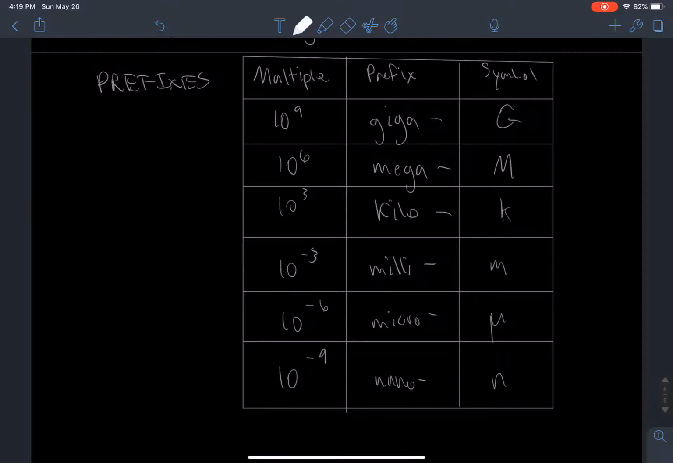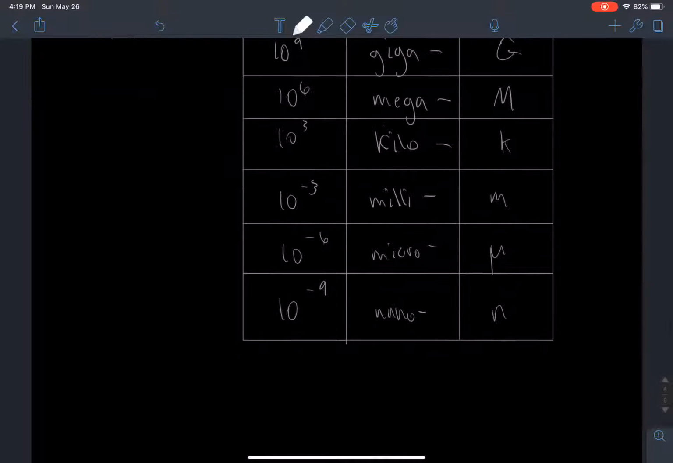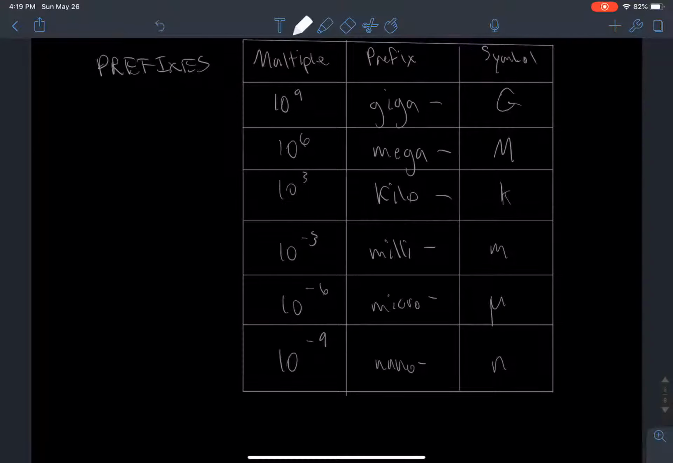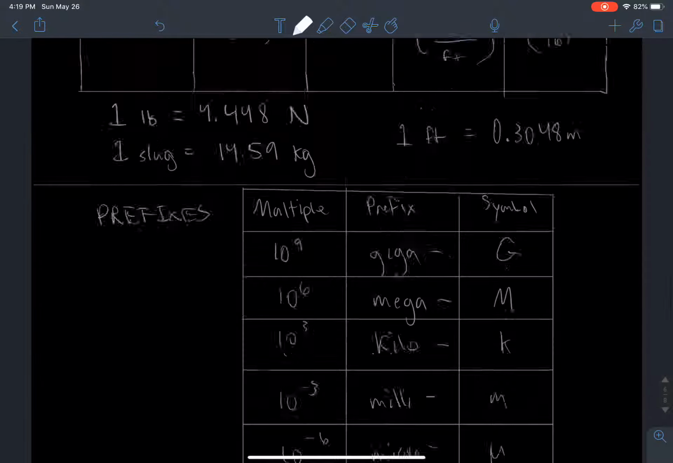Here are some prefixes that you're going to need to know. There's giga, mega, kilo, milli, micro, and nano. The positive exponents mean that it's bigger than the normal unit, and the negative ones mean that it's smaller than the normal one. Yeah, that's basically it for the units.